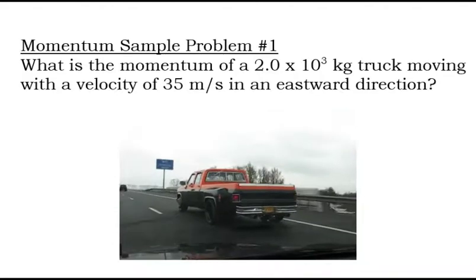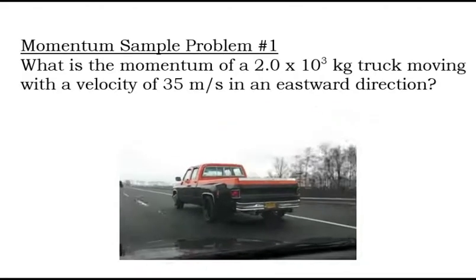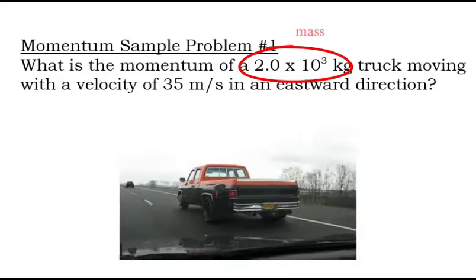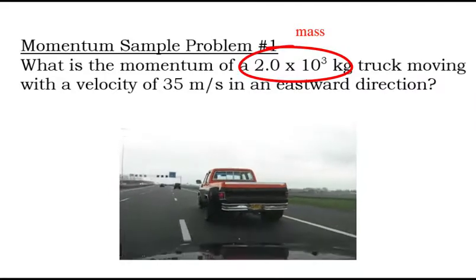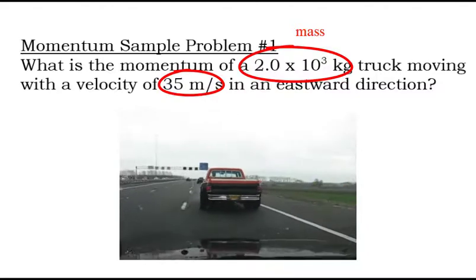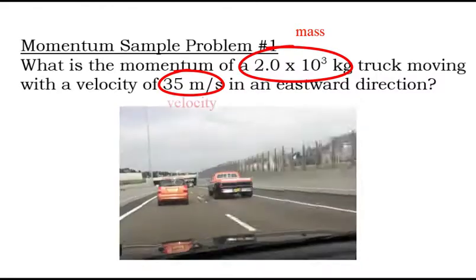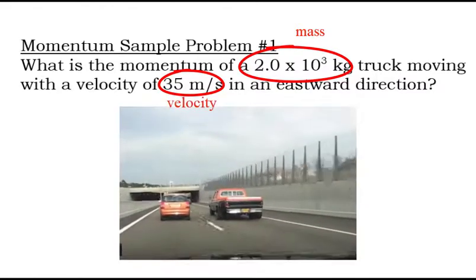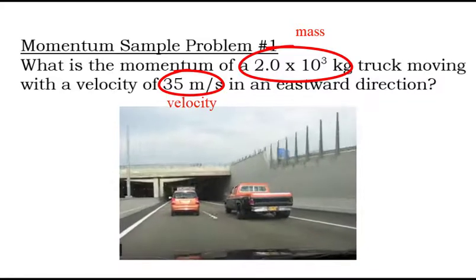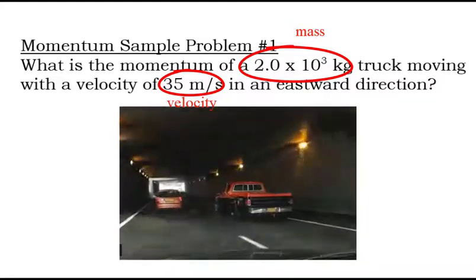Let's identify our givens first. 2.0 times 10 to the third kilograms, that's a mass. 35 meters per second in an eastward direction, that's a velocity, and it's also a positive velocity because it is in an eastward direction. What's our unknown? What are we looking for?